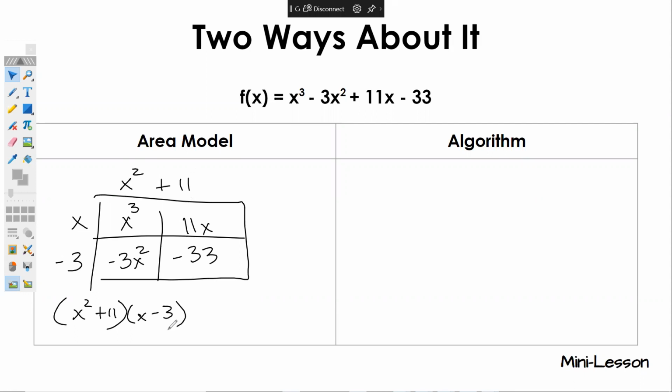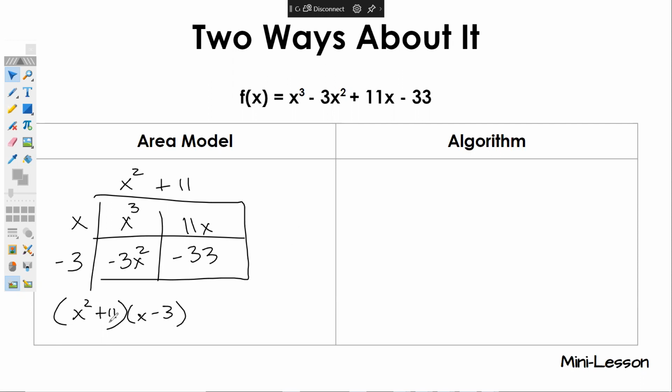Question, can you break down that x squared plus 11? No. It's not a perfect square sum because it doesn't have a perfect square. Like 11 is not a perfect square. Does that make sense?